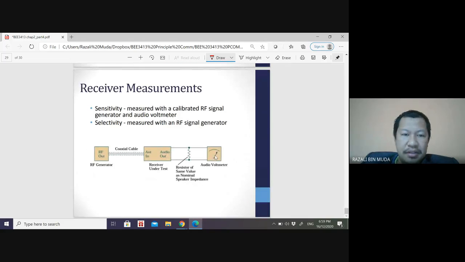Last is receiver measurement. As we have discussed previously, the most important characteristics of the receiver are, first, sensitivity, measured with a calibrated RF signal generator and audio voltmeter, and second, selectivity, measured with an RF signal generator.